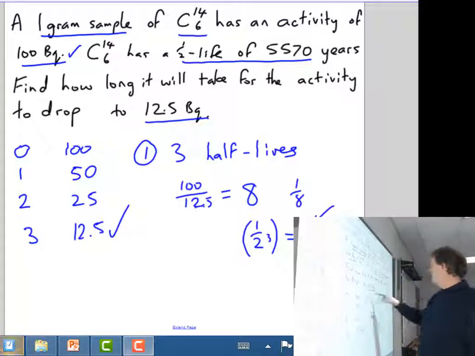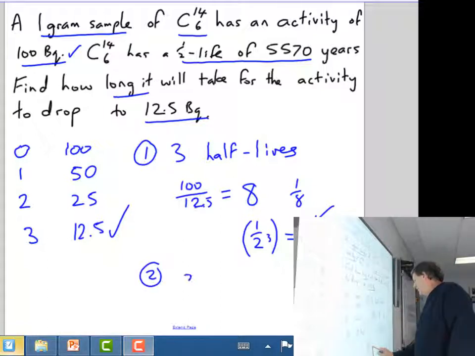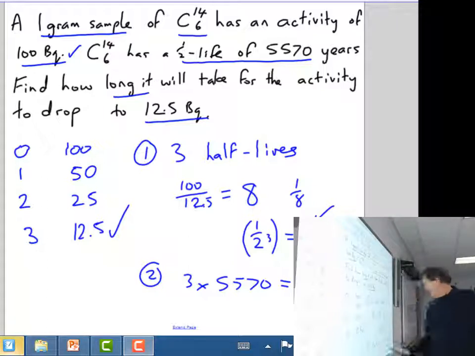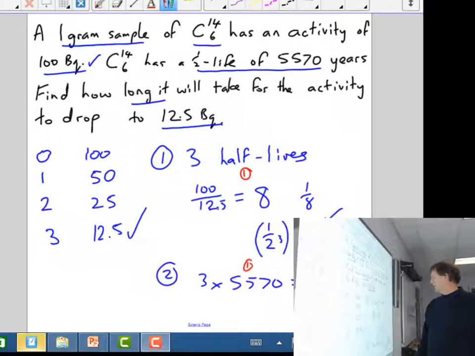Having done that, it's easy enough to then work out how long it's going to take. As step 2, you go 3 half-lives times the time for 1 half-life, and you get your answer in years. So you've got a mark there for your answer, a mark for showing that you've got 3 half-lives, and maybe a mark for the working out somewhere. They're showing some working out there.